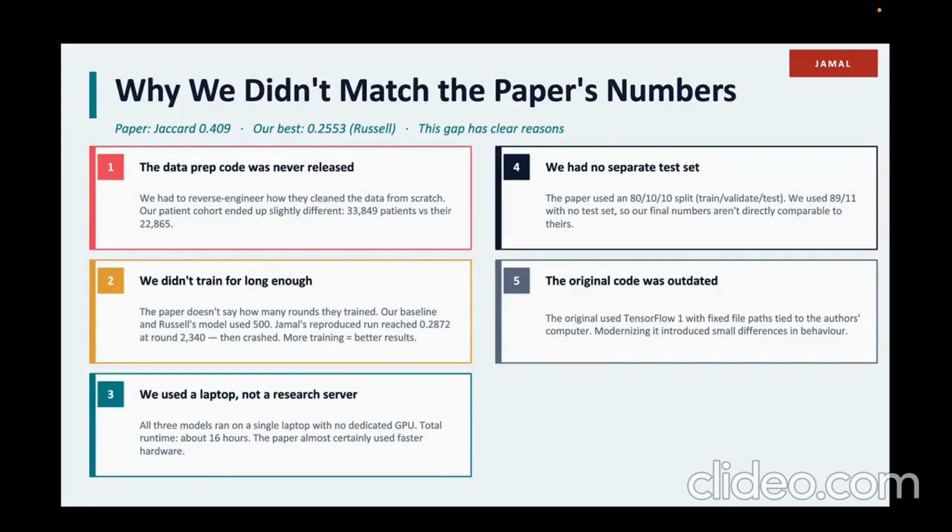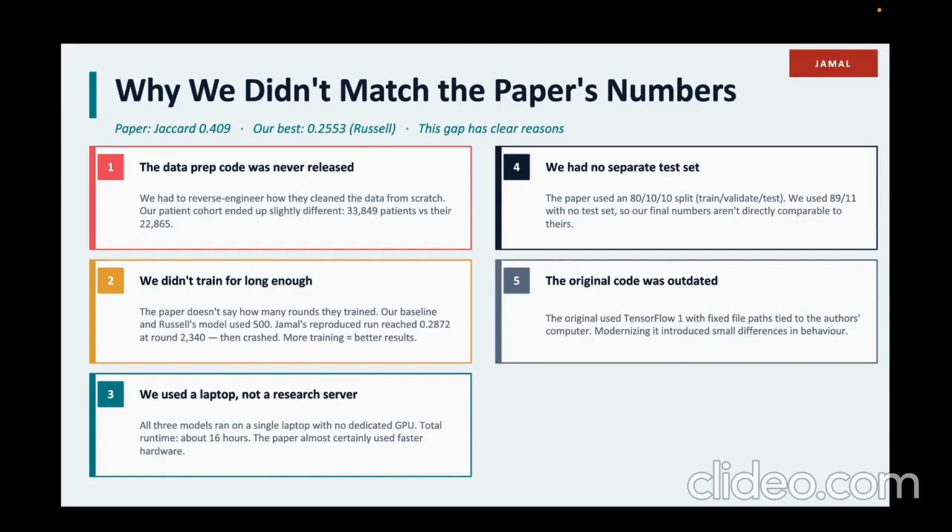Why didn't we match the paper's numbers? Because we didn't have the prep code. The data prep code was never released, so there's no way to know what the original authors used. We also had a different patient cohort compared to the original paper, so we have 33,849 while they had 22,865.